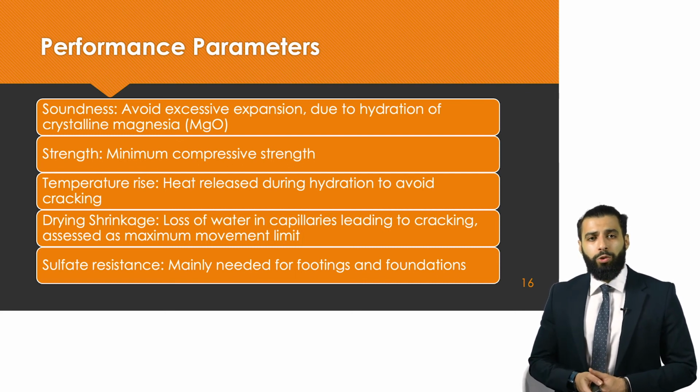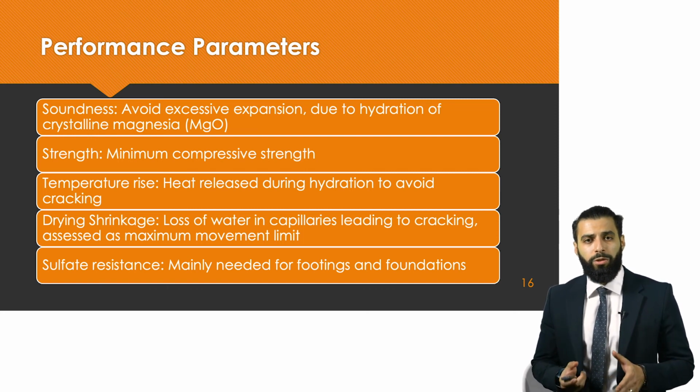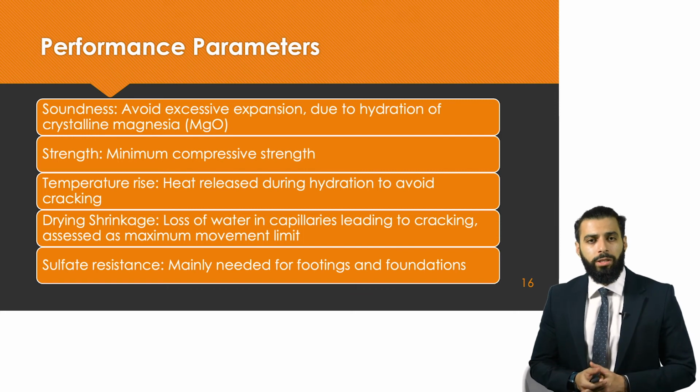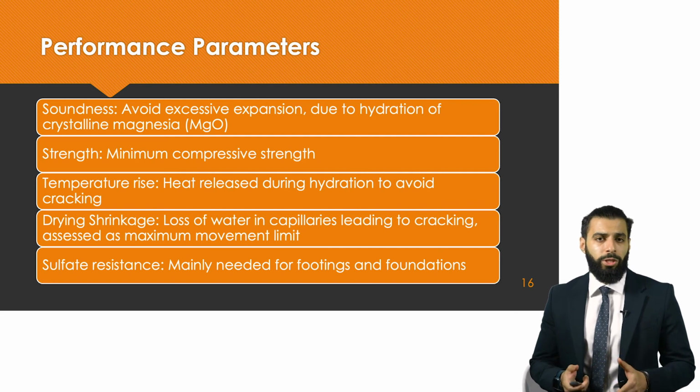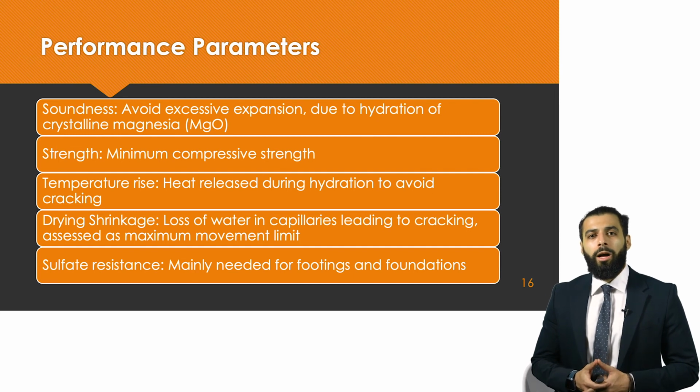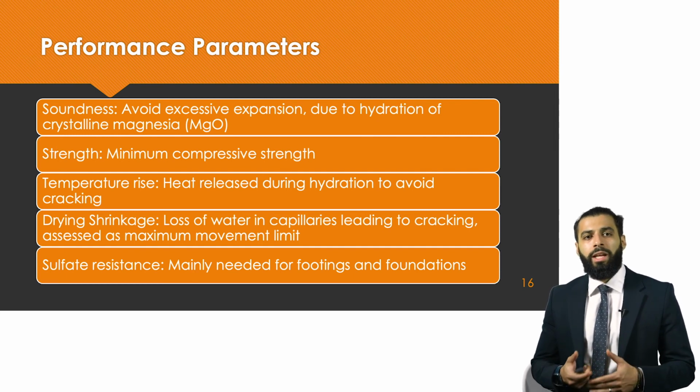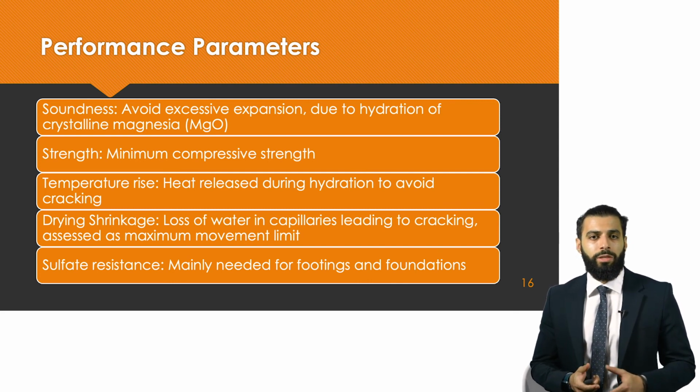The second parameter is strength. So what's the minimum compressive strength? And compressive strength is the measure of strength that we adopt for our concrete mix, and it's based on the cement type that we use. So different cement types would lead to different compressive strengths in your concrete mix. The third performance parameter is your temperature rise, so the amount of heat that's released during hydration. And we need to avoid excessive heat because that can lead to cracking. So there are specific requirements that are specified in the standards.